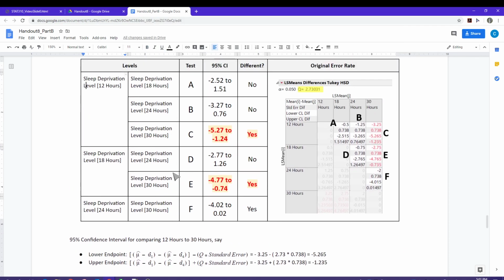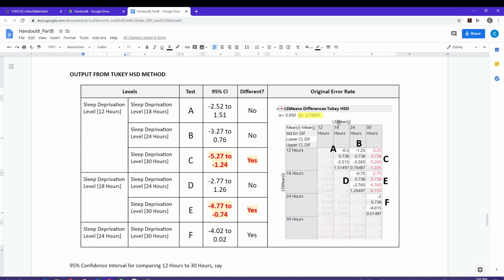So I'm on page 15 of the handout. Here we have Tukey's HSD, and I've identified the output for the various tests. I've actually kind of grayed out some of the other output because it's just repeated. It's all the same information down here below. So we only need to consider these 6 boxes here. And those have been labeled according to what test. So here for A, I would be comparing 12 hours to 18 hours.